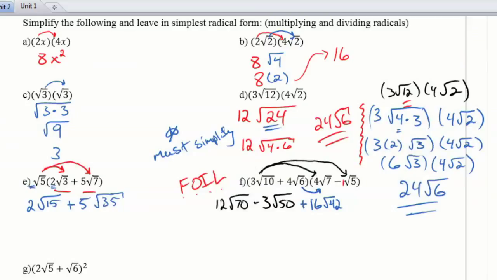So there's the inside, and then the L is going to be the last two terms. So 4 times the negative 1 is going to give me negative 4. The 6 and the 5 is going to give me root 30.